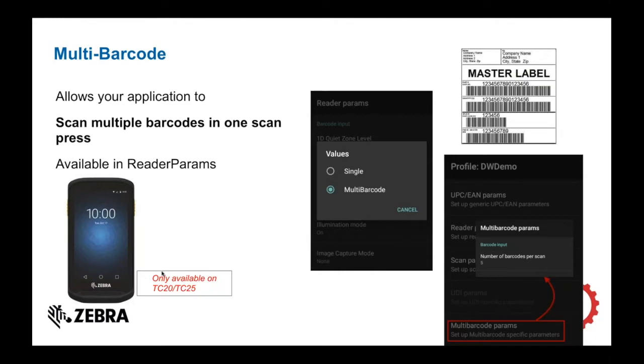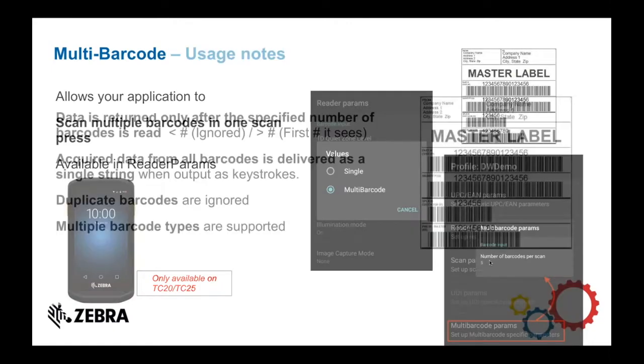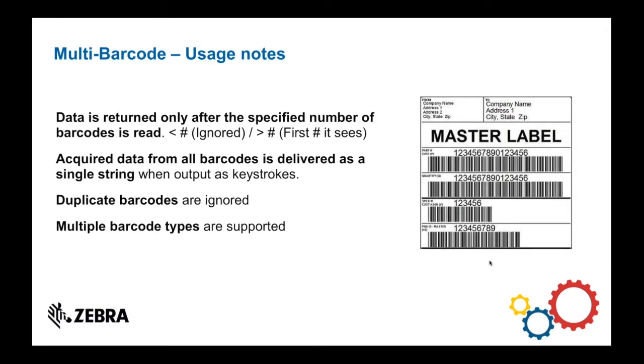Okay, so this is found in the reader parameters, and essentially it's really simple. You're basically saying, okay, this reader parameter is multi-barcode, turn on multi-barcode, and then you have an option to select the number of barcodes that would be scanned. So in this example, we show 5 barcodes, even though there are only 4 on this image, but you get the idea, right? So you turn on multi-barcode and then you set the number of barcodes that you want to scan in one shot, okay?